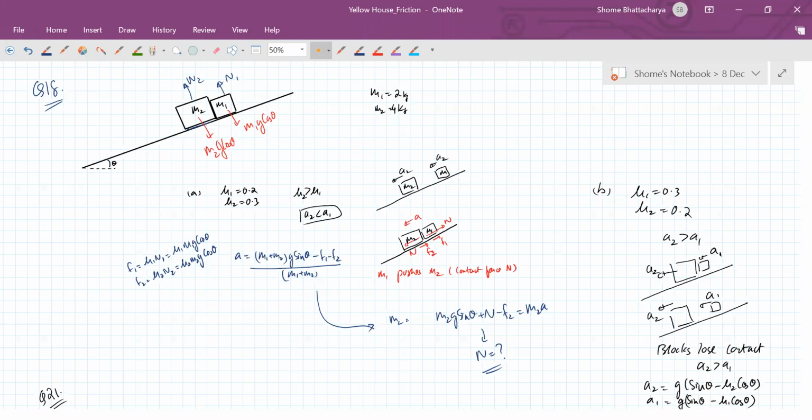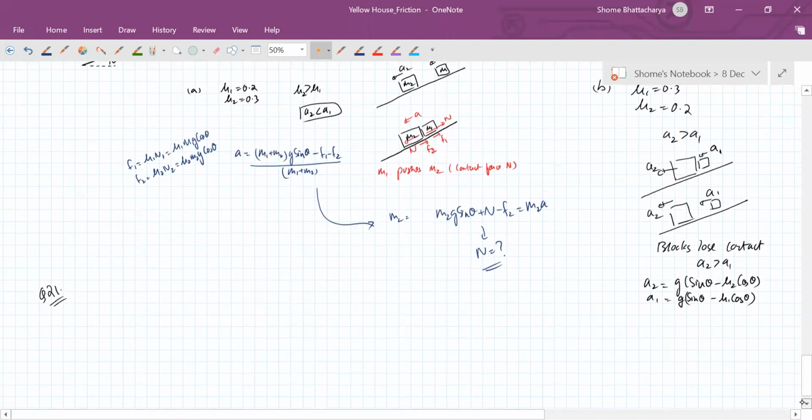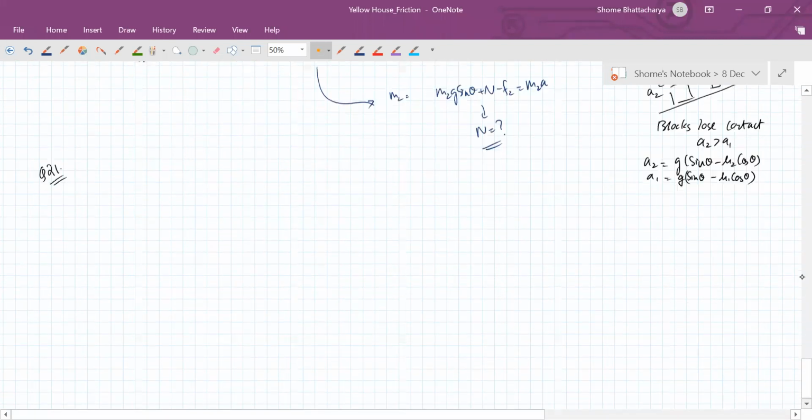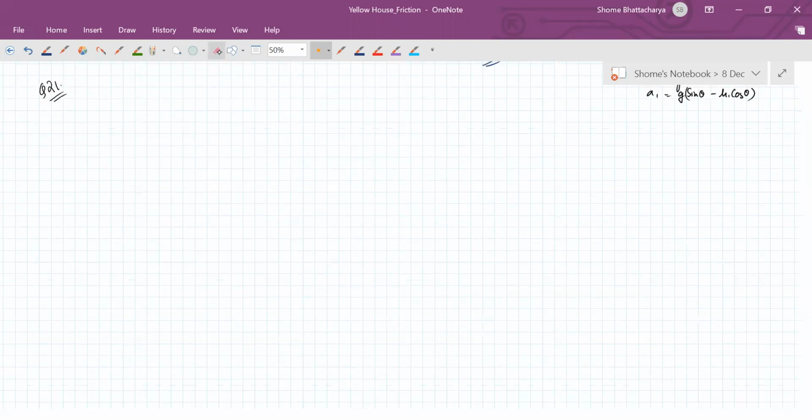Okay, so in question 21, what you do is you make the free body diagrams of the man on the plank separately and of the plank, and then apply the condition that maximum friction is acting on the plank, maximum static friction to prevent slipping. So you do that, you should be able to work out the situation.